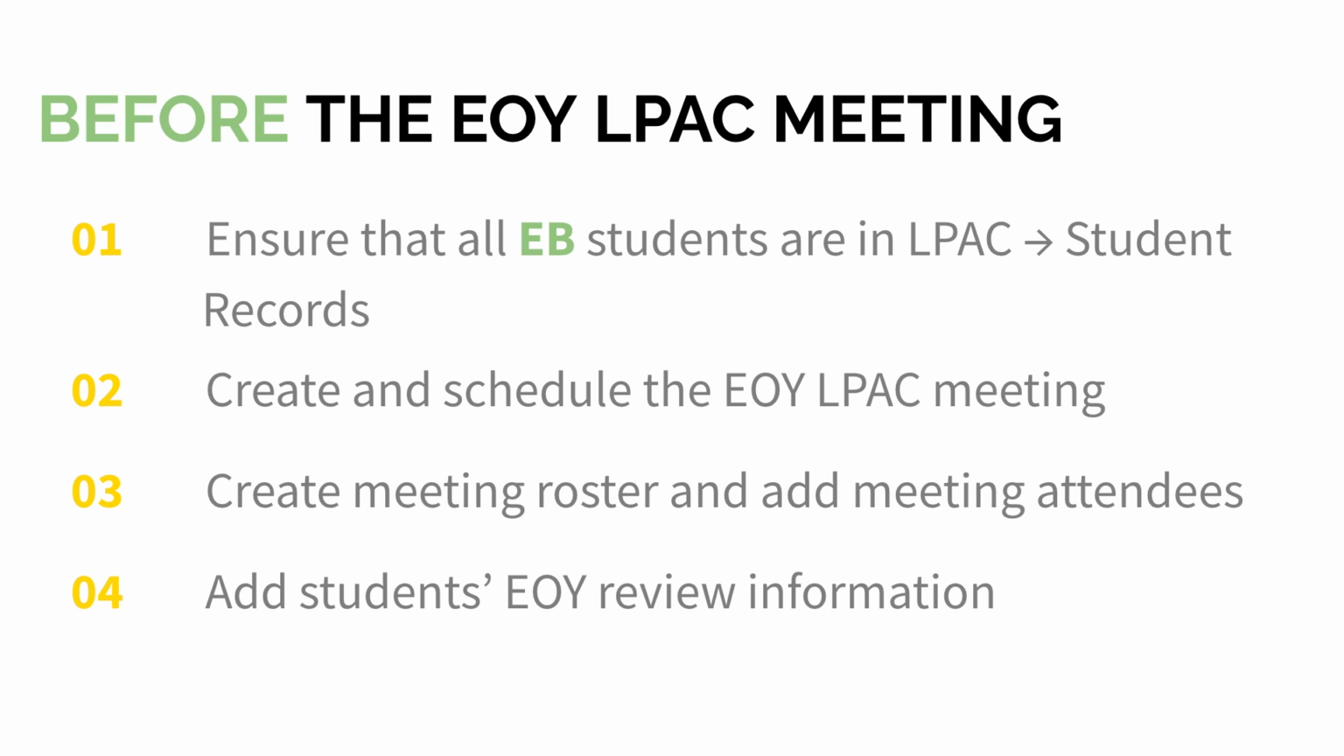So before we start the LPAC meeting, we want to do four things. We want to ensure that all EB students are in LPAC student records. We want to create and schedule the end of the year LPAC meeting. And we want to create the meeting roster and add meeting attendees. Finally, we want to add students' end of the year review information. So let's unpack each one of these four steps.